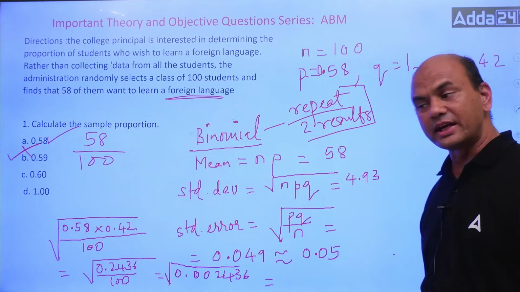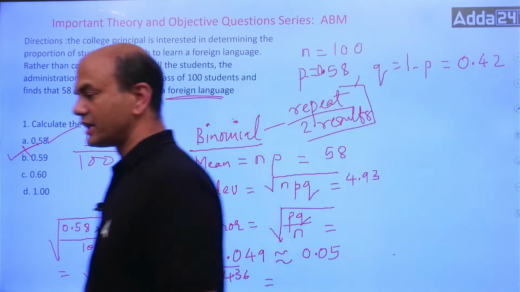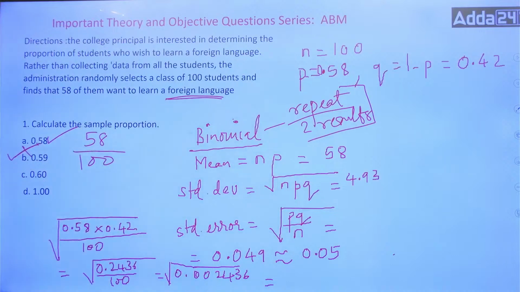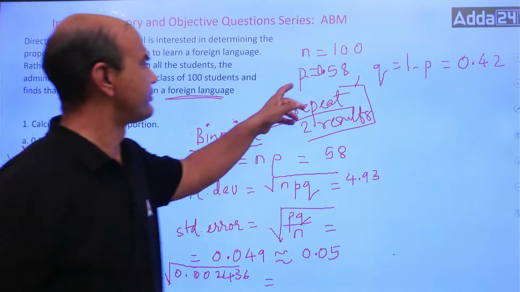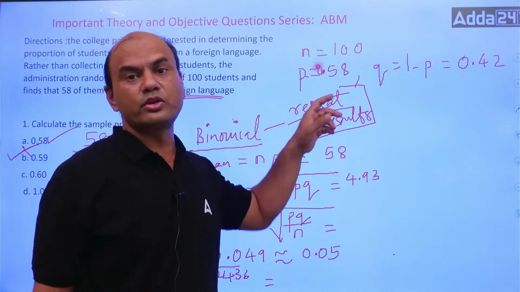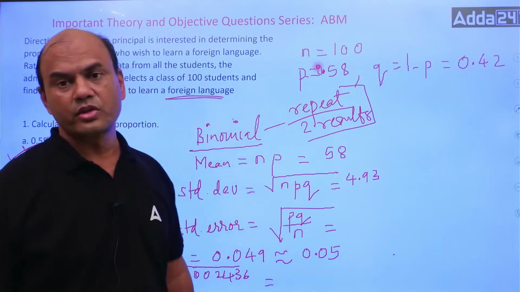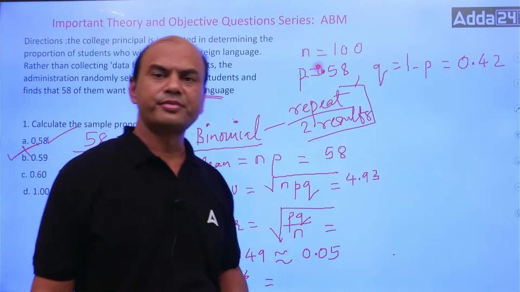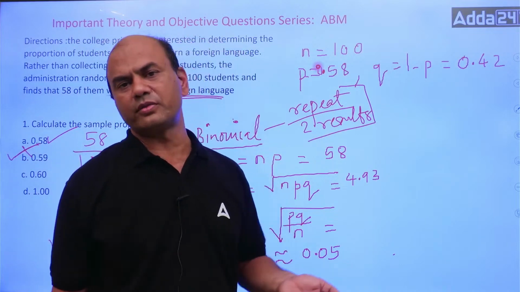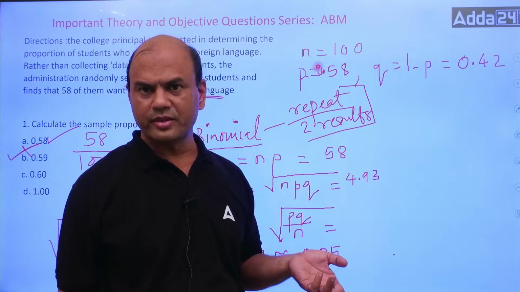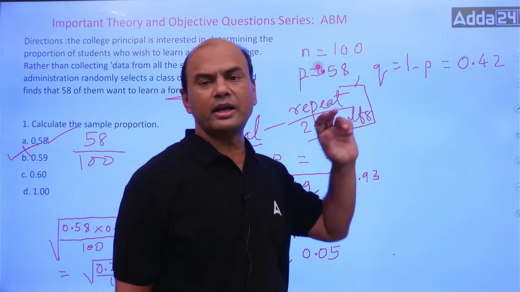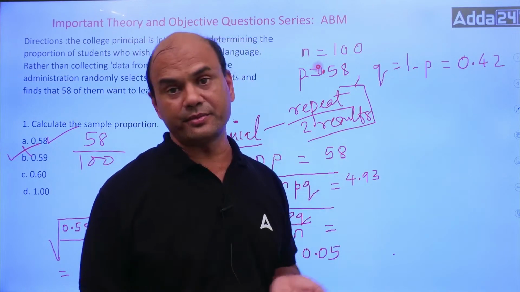Second you require is standard deviation. So standard deviation equals what? Root of NPQ. What is P and what is Q? P is success. If P is success, then Q means failure. What is failure? Those who don't want to learn a foreign language. So that is 42. 42 means what? 1 minus P. Kindly note, failure is always 1 minus P.